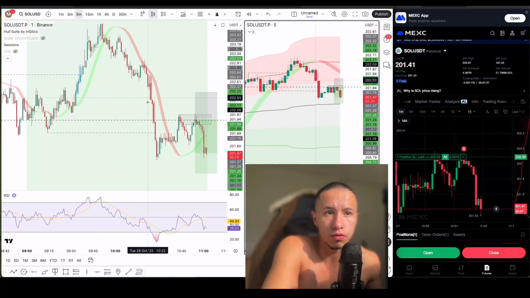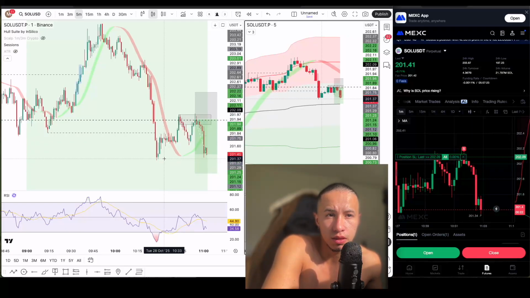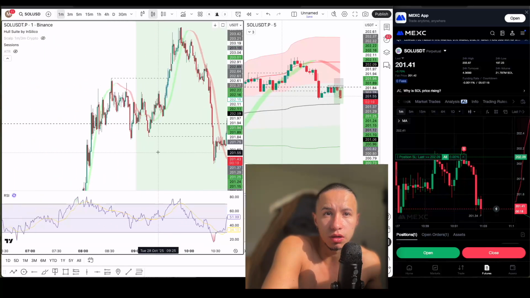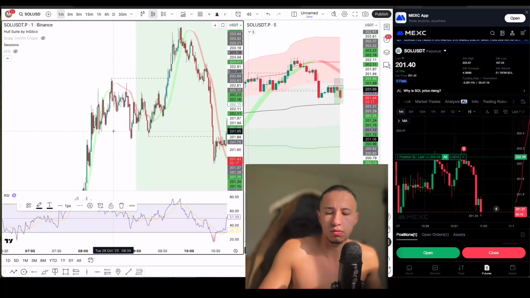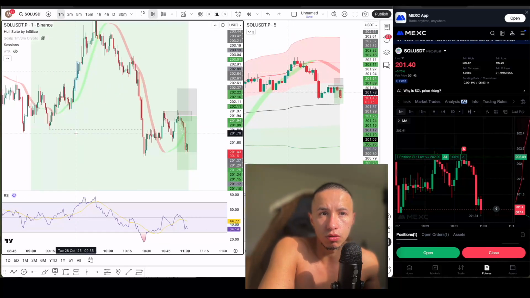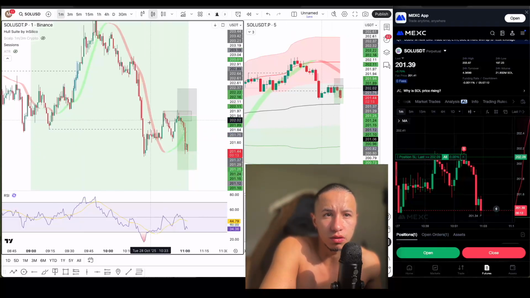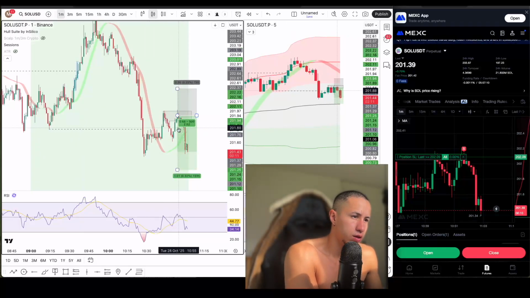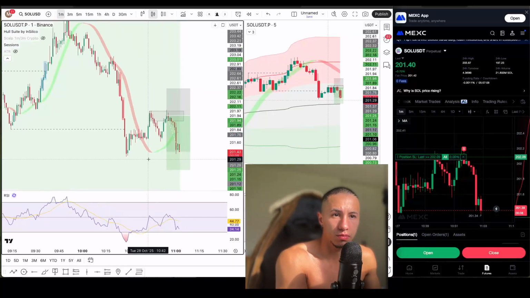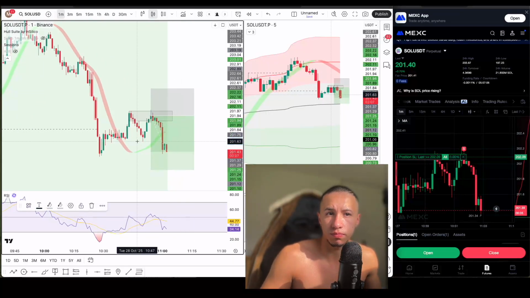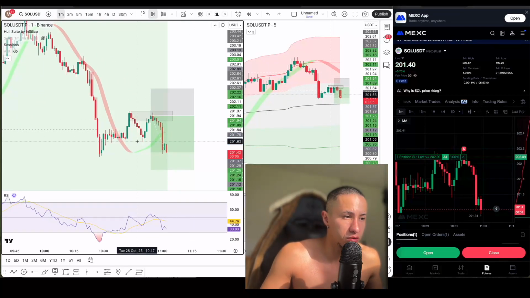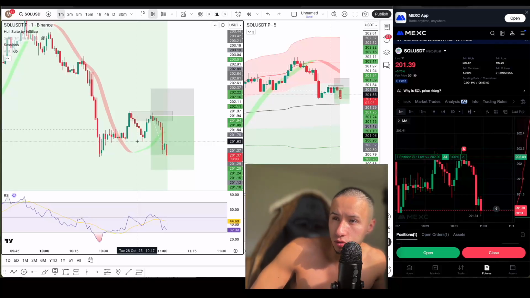I waited for all this move, then this move came with a lot of strength, and after I saw the strength, we broke the lows that we had before. I can delete this too. We broke these lows that we had there, and I decided to get into a short. And yeah, this is basically it. I got into a short, and now we're on break even. So beautiful trading day today.